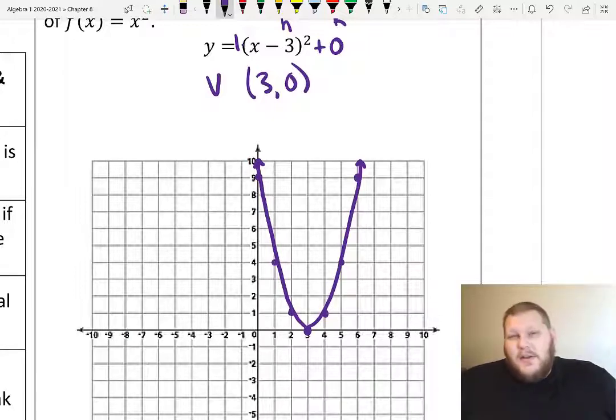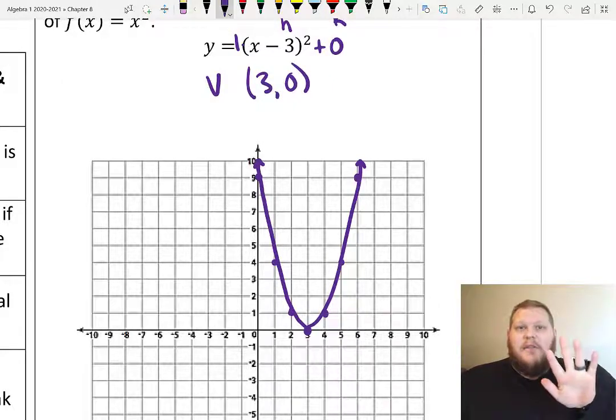Now again, you only need to do 5 points at the minimum. I did 7 here just because it all fit on my graph. But the bare minimum for graphing it, you should have your vertex, 2 on the left, 2 on the right.